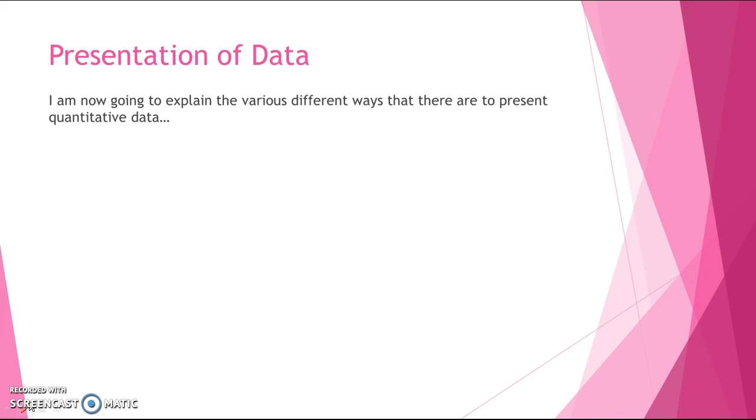I'm now going to explain the various different ways that there are to present quantitative data. The second stage of quantitative data analysis is actually presenting the data that you have collected in a graph or a table. This stage is essential because it is important to select the correct graph which conveys your data in the correct way.